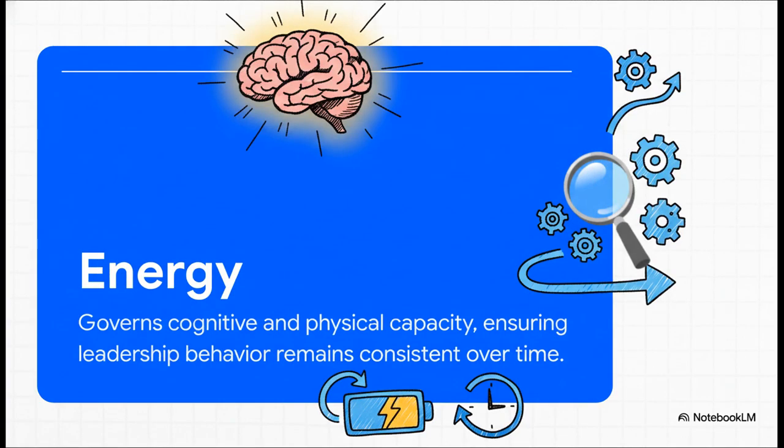And finally, there's energy. And no, this isn't about drinking more coffee. It's about deliberately managing your cognitive bandwidth as a finite resource. An operating system that governs energy makes sure that the quality of decisions doesn't just fall off a cliff at 5 p.m. or at the end of a tough quarter. It's about being consistent over the long haul.